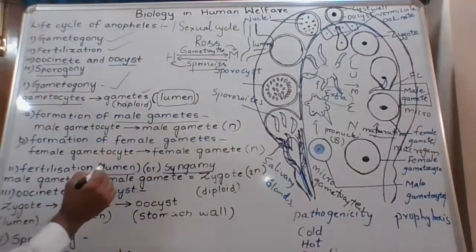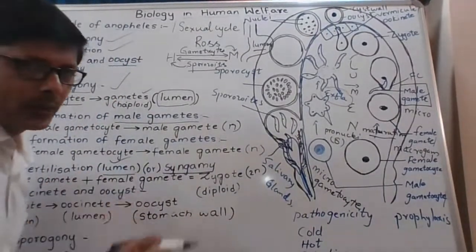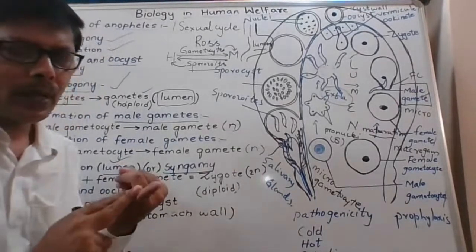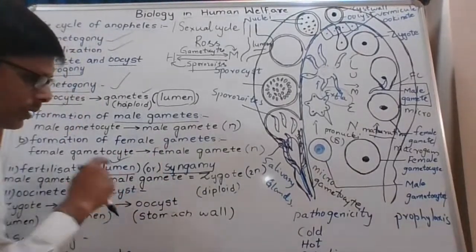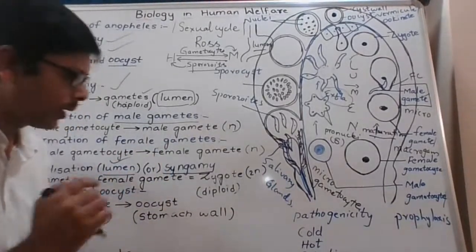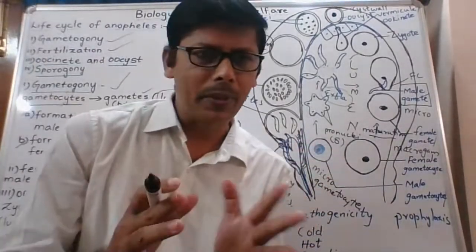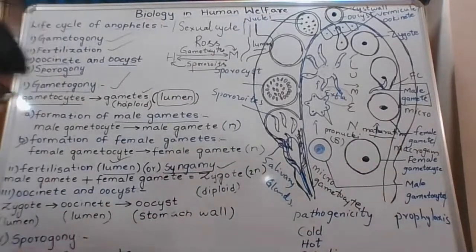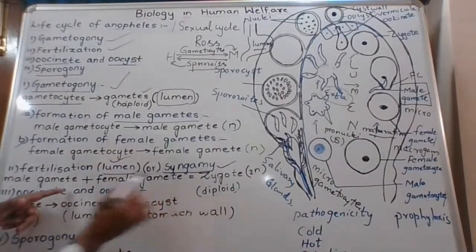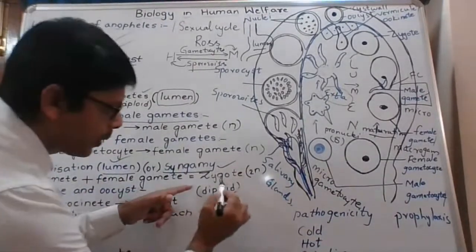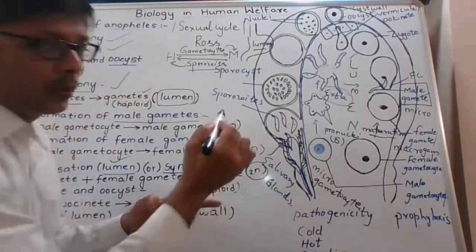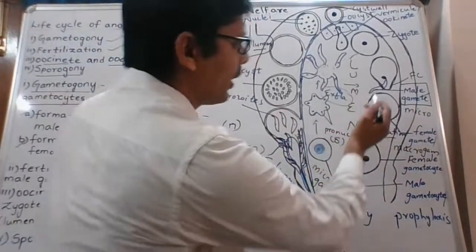Fertilization occurs in which part? The lumen. What is meant by fertilization? I told you. Fertilization is also called syngamy. Those are the three points we learned related to fertilization. Then, male and female gamete fusion forms a diploid zygote.